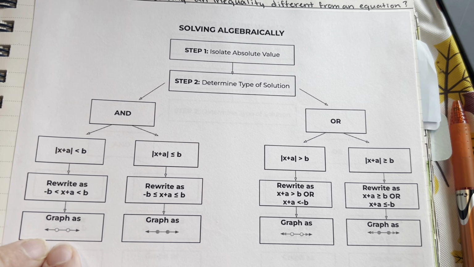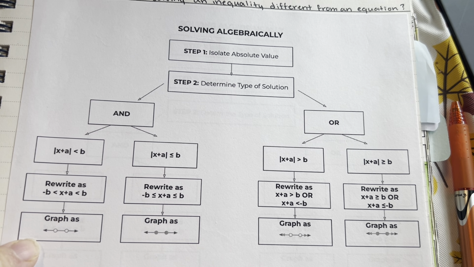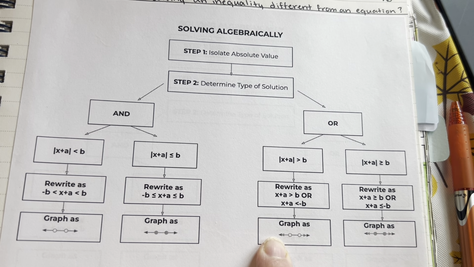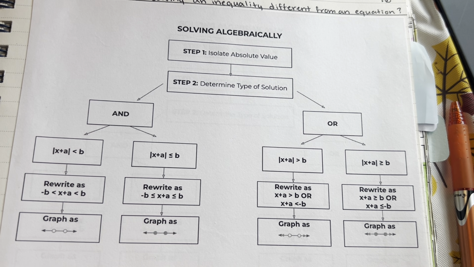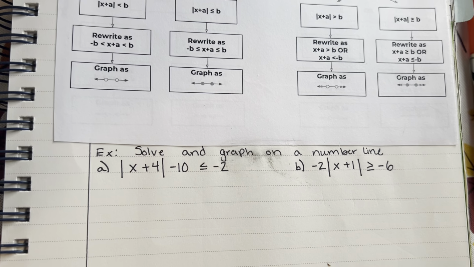So and graphs connect, like here. They could be open circles or they could be closed circles. Whereas or graphs, the arrows point in opposite directions, which you can kind of see there. Okay? So we're just going to do two examples today.